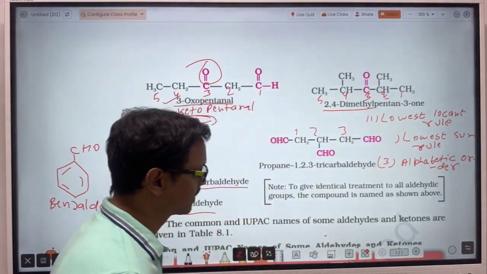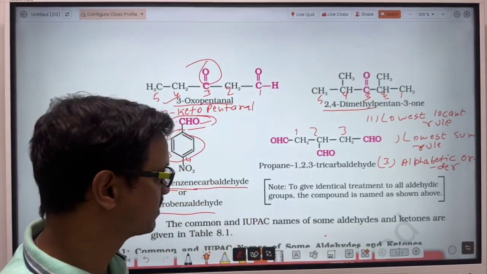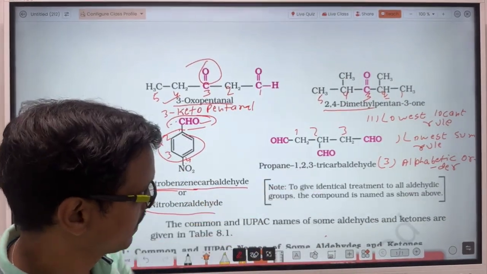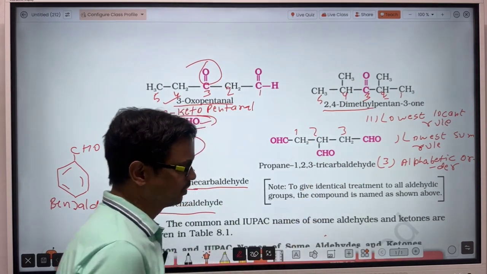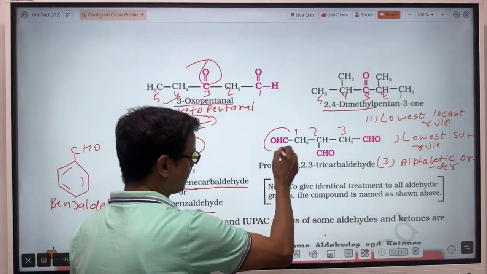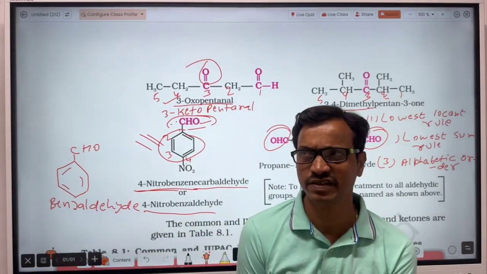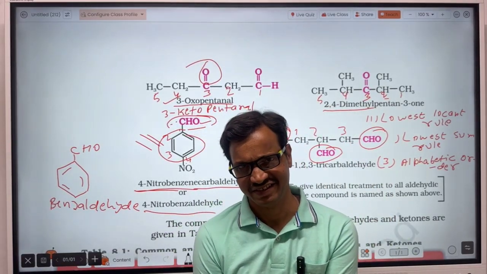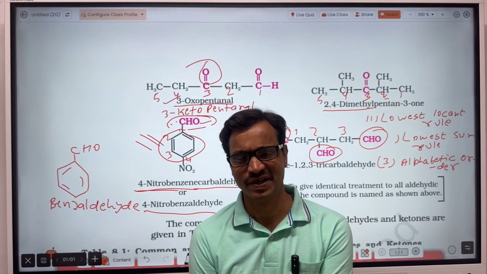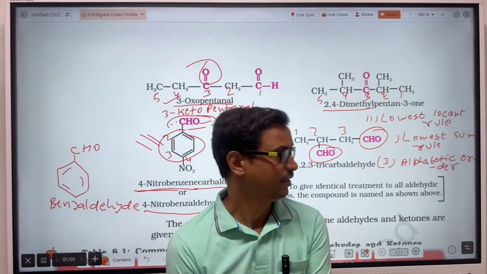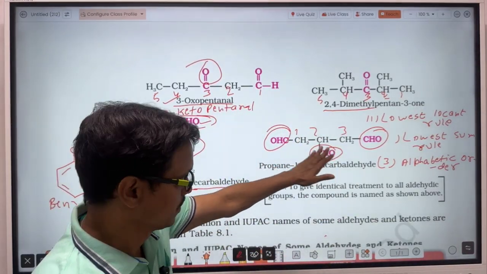So in this compound, it doesn't matter whether you do the numbering from the left hand side or the right hand side. You can do the numbering from any direction. This is carbaldehyde, this is carbaldehyde, this is carbaldehyde. Because you have not included the CHO in the main chain, you will have to write the suffix carbaldehyde for CHO. So carbaldehyde is at the first position, second position, and third position.